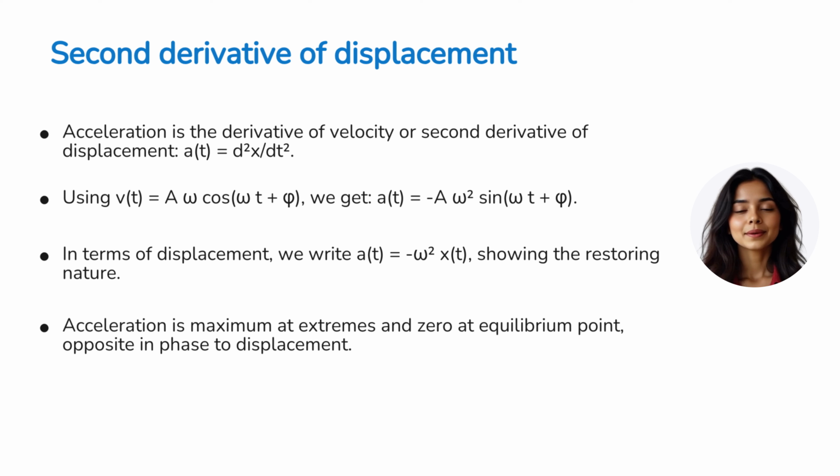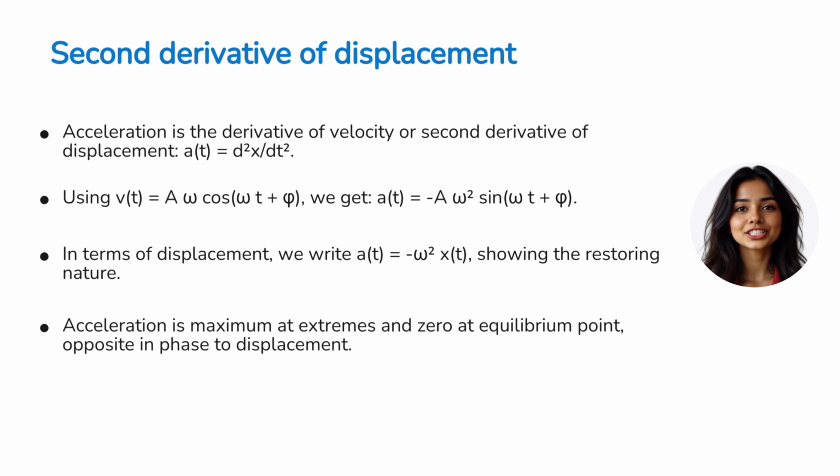Welcome back. Let's talk about acceleration in simple harmonic motion, or why that swing feels a pull trying to pull it back to center. Acceleration tells us how quickly velocity changes, and in SHM, it's closely tied to displacement, making it a star player in the show. Since velocity is the first derivative of displacement with respect to time, acceleration is the derivative of velocity, or simply the second derivative of displacement.